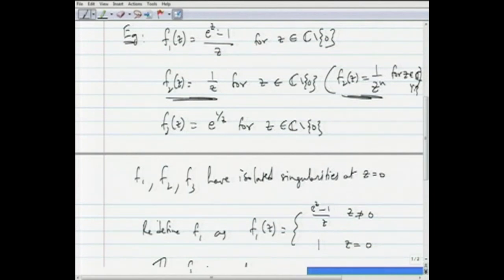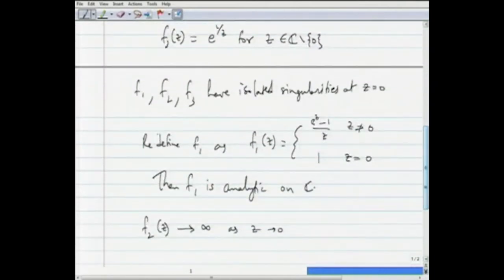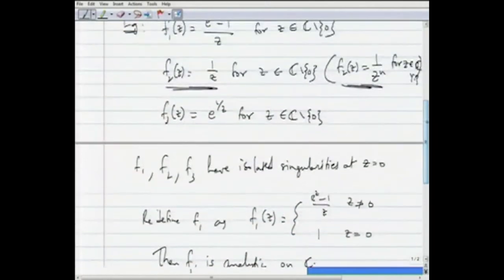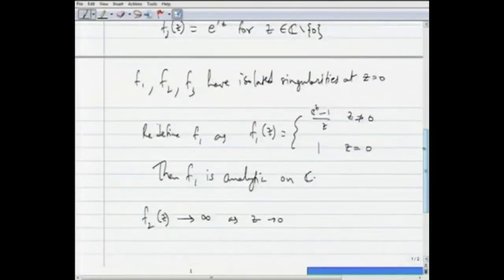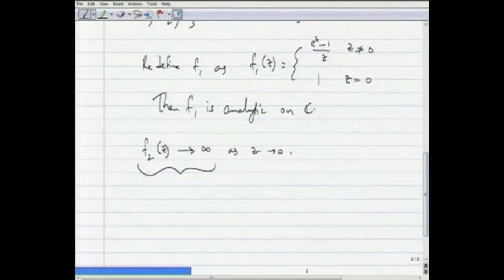So whichever definition we consider, we know that as z tends to 0, the modulus of the denominator becomes larger and larger. So f2 tends to infinity, and so this kind of singularity has a definite pattern: f2 of z in modulus tends to infinity, or f2 of z tends to infinity as we call it.